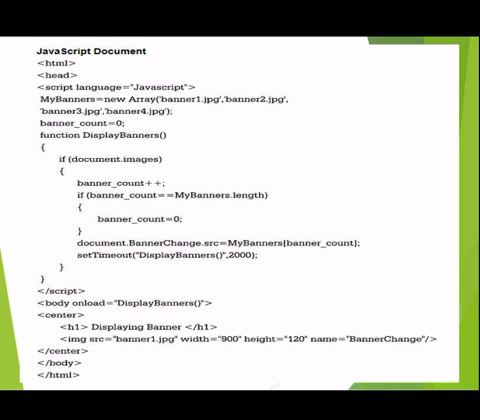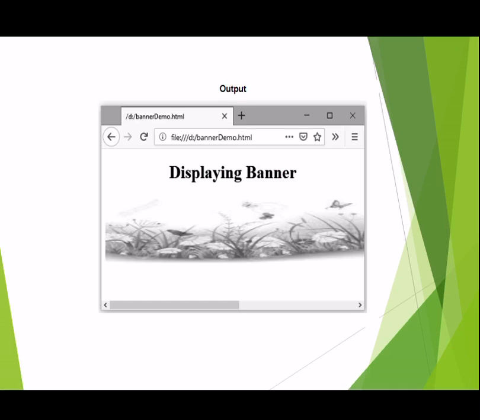And in order to set the time interval, we are going to use the setTimeout method to call that banner repeatedly, one after the other. So see the output. Here you can see the image displaying banner, and one by one all the four images will be displayed one after another after a certain time interval. When the last image is done, again the first image is going to start.